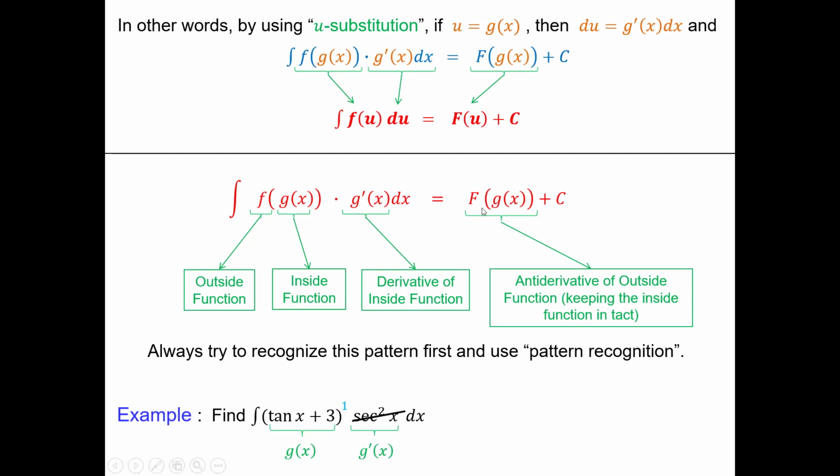Take the antiderivative of the outside function, which is really the antiderivative of u to the first, which is 1/2 u squared. But notice that I kept the inside function intact, and therefore this is my answer. Don't forget the plus c.